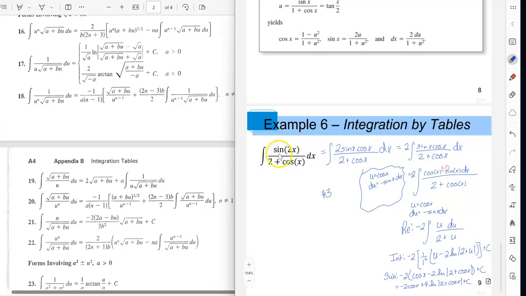We have sine of 2x over 2 plus cosine x. Notice the arguments are not the same. We need them to be the same so that maybe we could do a u substitution. We know that there's a double angle formula for sine of 2x. That's equal to 2 sine x cosine x.